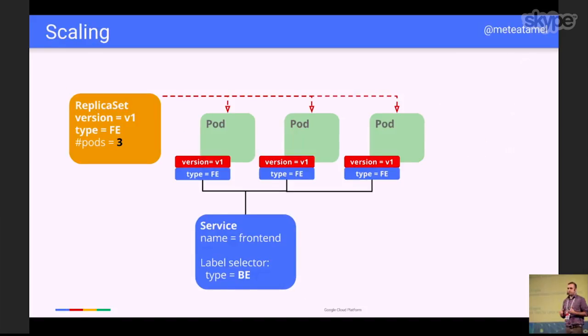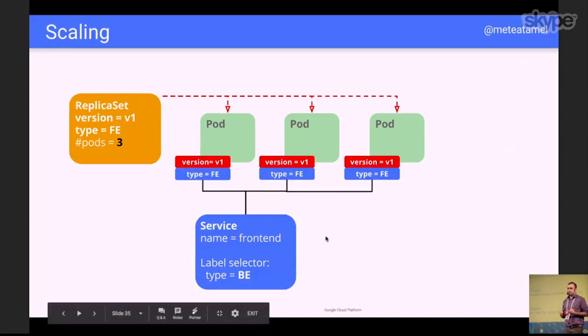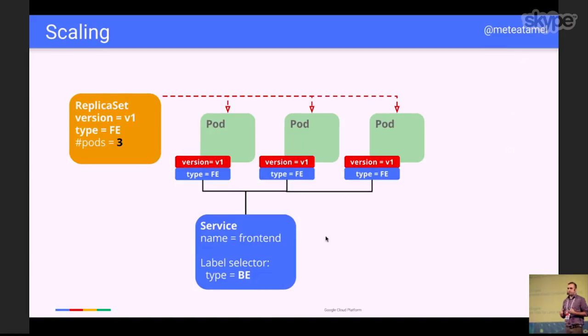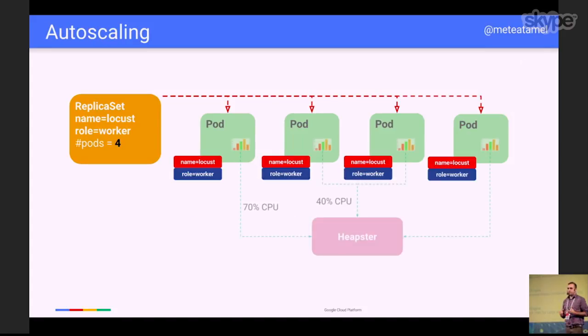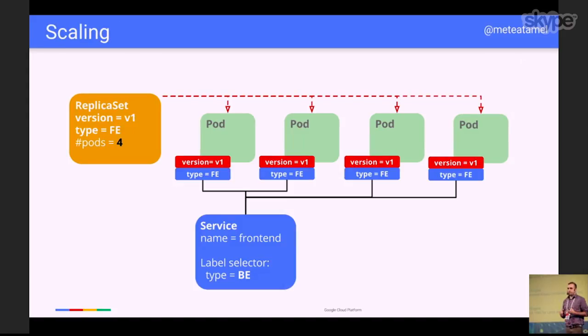Now, the replica set is also useful for scaling. Let's imagine that you have 3 pods running, and they're being serviced by the same service. If you want to scale to 4 pods, it's literally one command that you run in Kubernetes. With one command, the replica set will create a new pod and scale to 4. Sorry, there was a lag there. So you run the command, and then the replica set will create a new pod on a node that's available, and it will scale up for you.